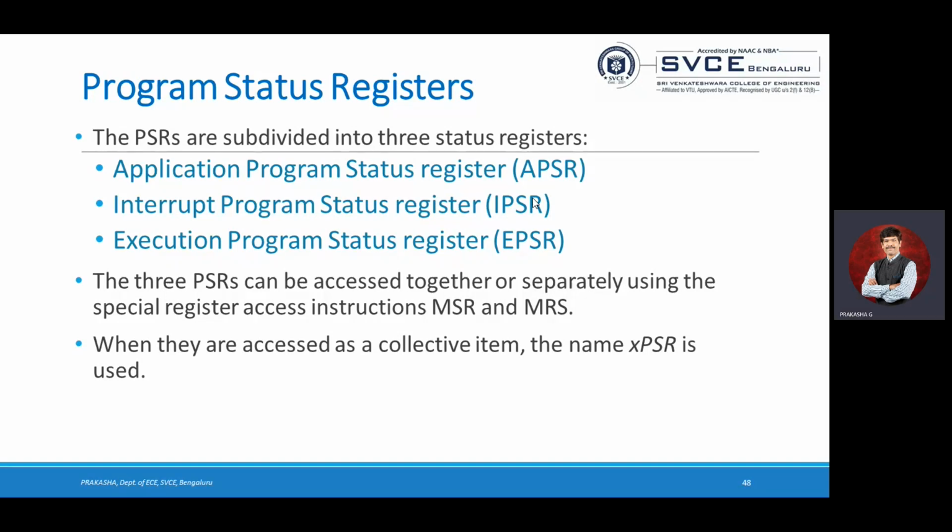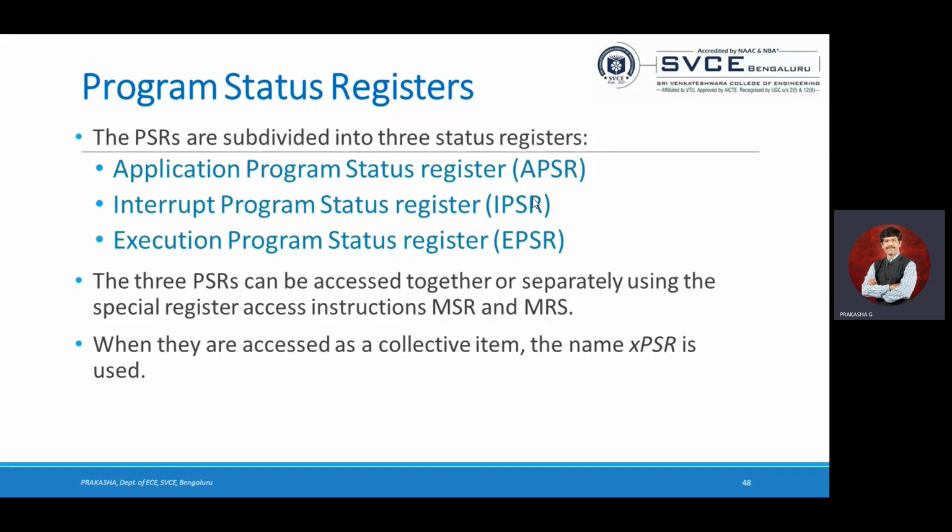APSR deals with the application status, that is, application program status register. The second one is IPSR, that is interrupt program status register. And the third one is EPSR. These are the 3 different types of PSRs which are available in your ARM Cortex-M3. The 3 PSRs can be accessed together or separately.